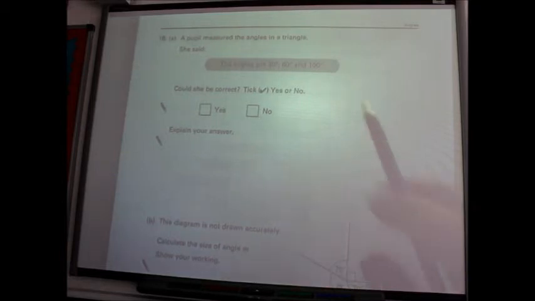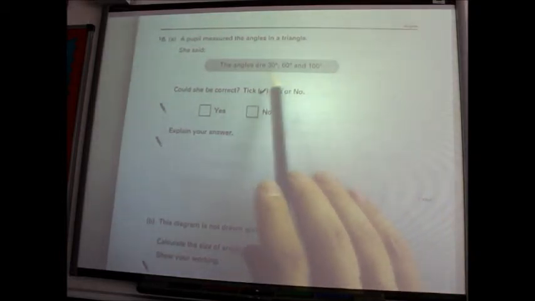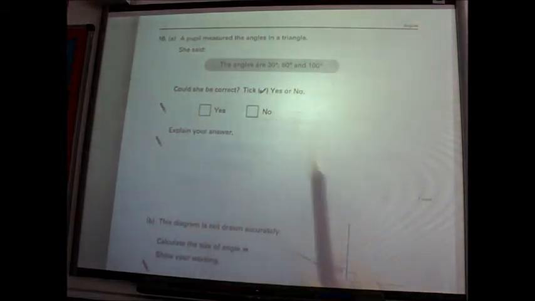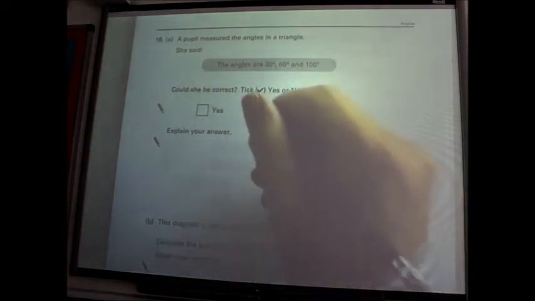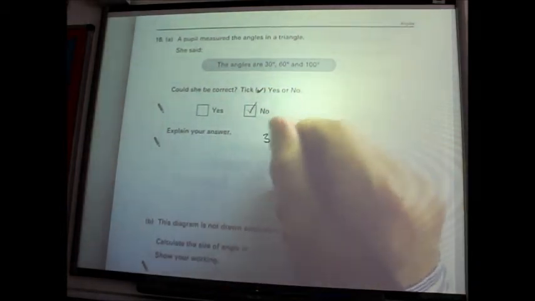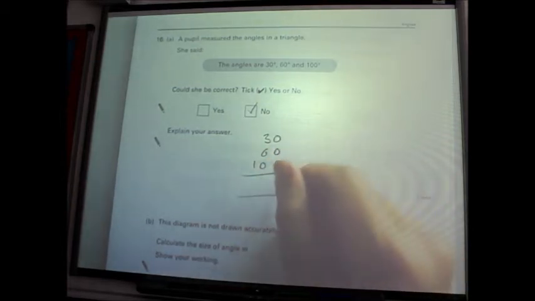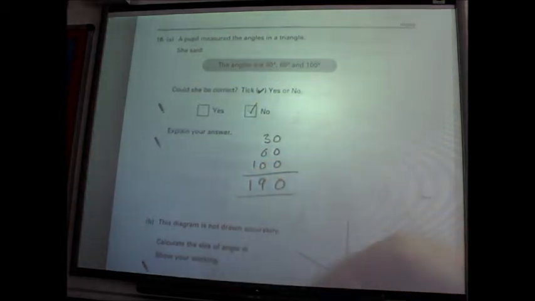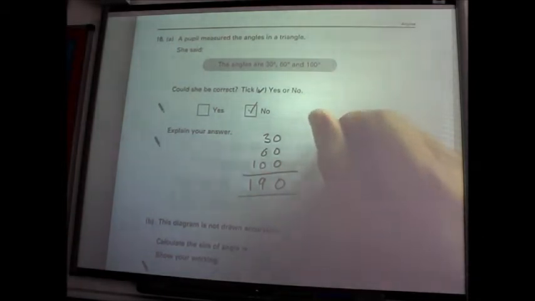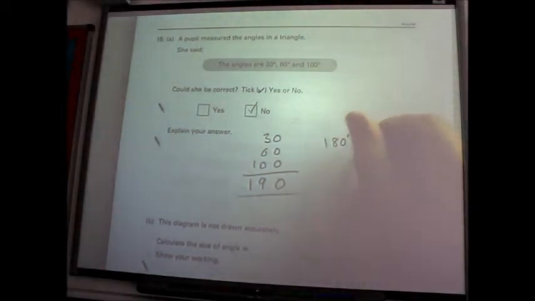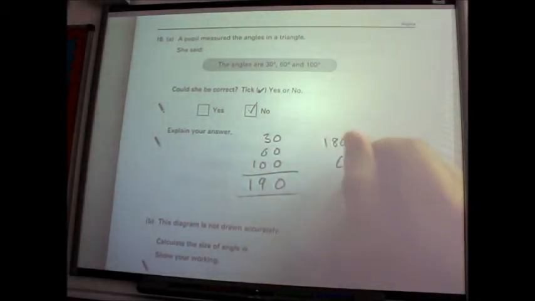Question number 16. A pupil measured the angles in a triangle. The angles are 30, 60 and 100. Is she correct? I know she's not correct, because 30 add 60 add 100 is 190. And you know that there's 180 degrees in a triangle.